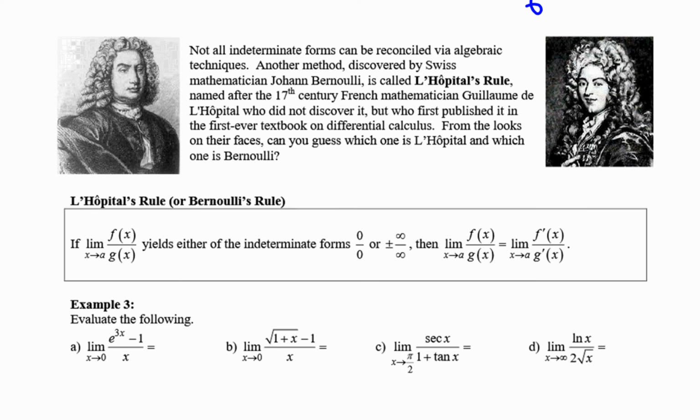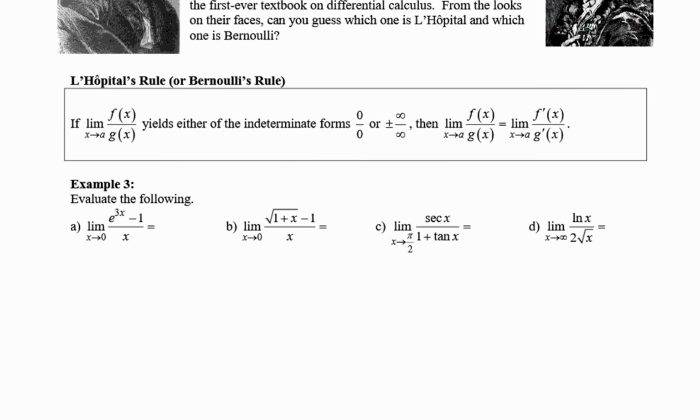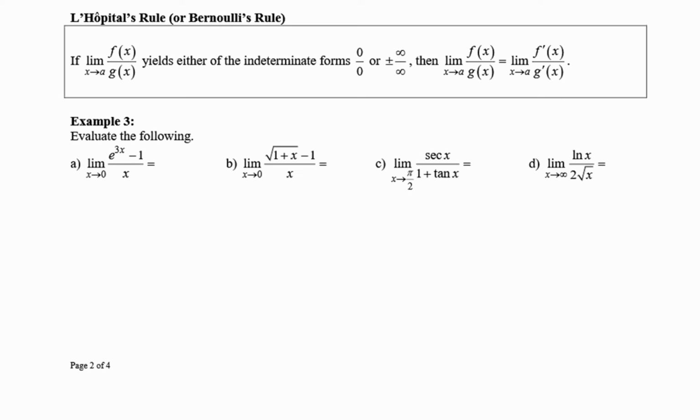Well, we have something else here. Another method developed by the Swiss mathematician Johann Bernoulli. And we call it L'Hopital's rule, not because he discovered it, but because he published it first. L'Hopital's rule combines limits and derivatives. If you use direct substitution and you get some indeterminate form, 0 over 0 or infinity over infinity, then you can take the derivative of the top, the derivative of the bottom, and then evaluate it.